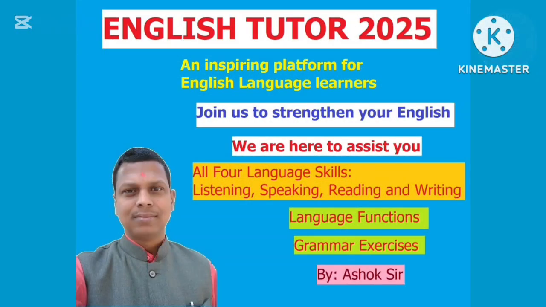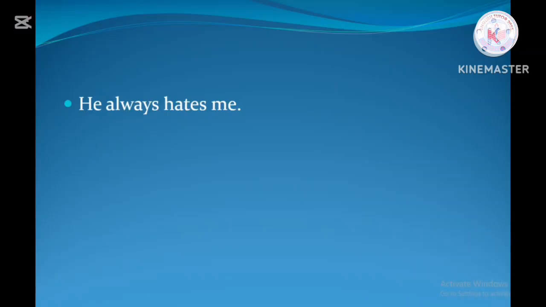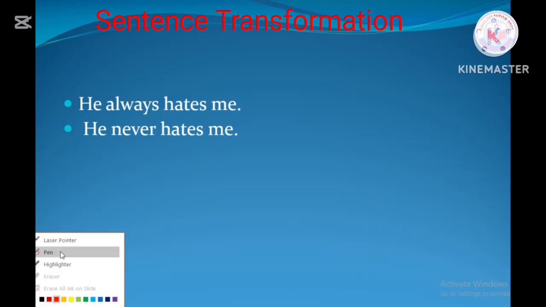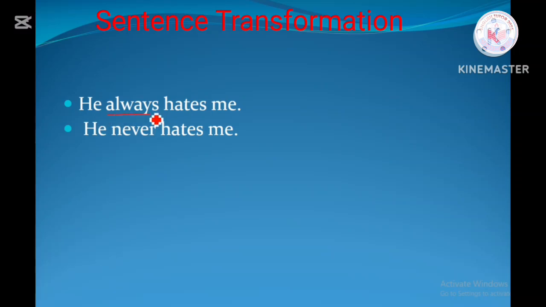Dear friends, today's topic is about sentence transformation, and here we have examples. He always hates me. Here we have to change always into never, because time adverbials are changed according to their own transformation. That's why we use never for it.